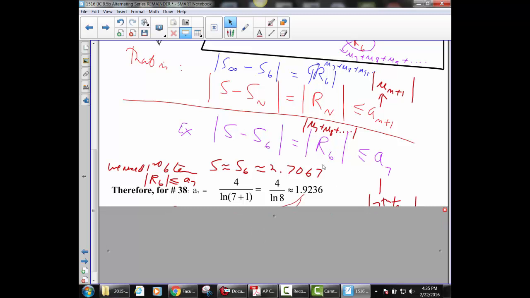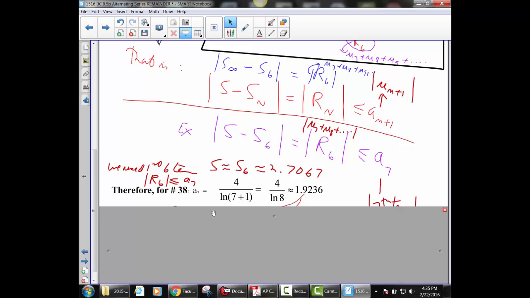So if we do use the first 6 terms, the absolute value of the error is going to be less than or equal to a 7th. That's not the 7th term, it's actually the absolute value of the 7th term. Notice how here I'm saying that a_(n+1) is really the absolute value of u_(n+1).